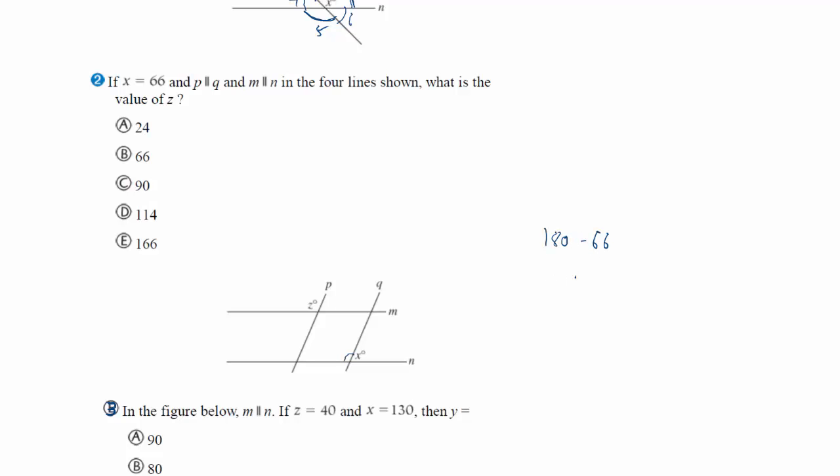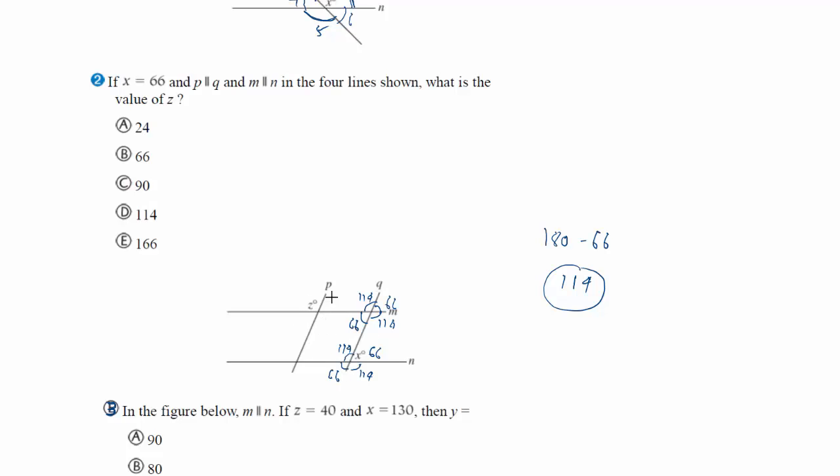So it'll be 114. Sorry, 66 plus 14 is 80. Yeah, 114. So if x is 66, so if smaller angles are 66, then bigger angles are 114. So the bigger angles are 114, smaller angles are 66. Here also smaller angle will be 66, bigger angle will be 114, bigger angle will be 114, and smaller angle will be 66. And now we will use the second information.